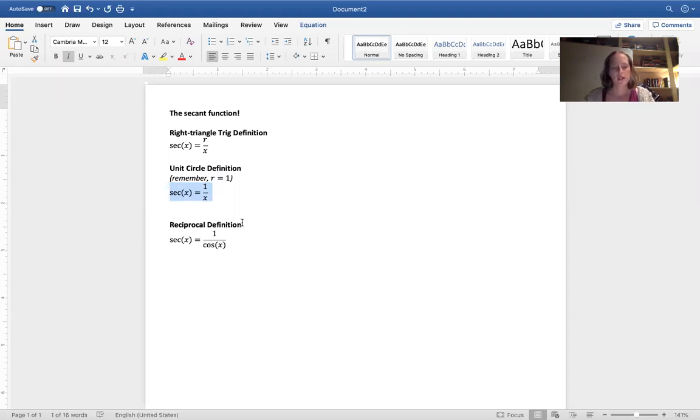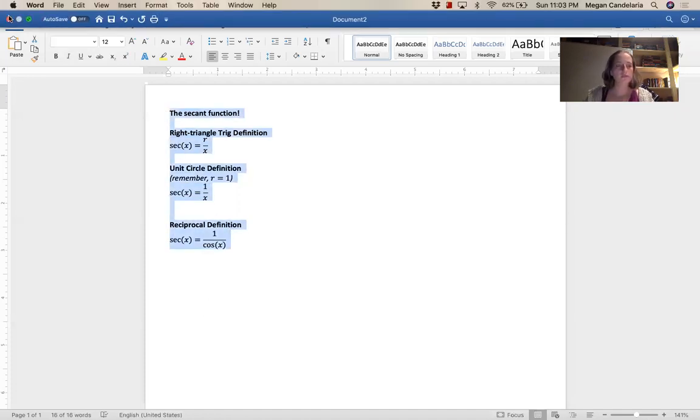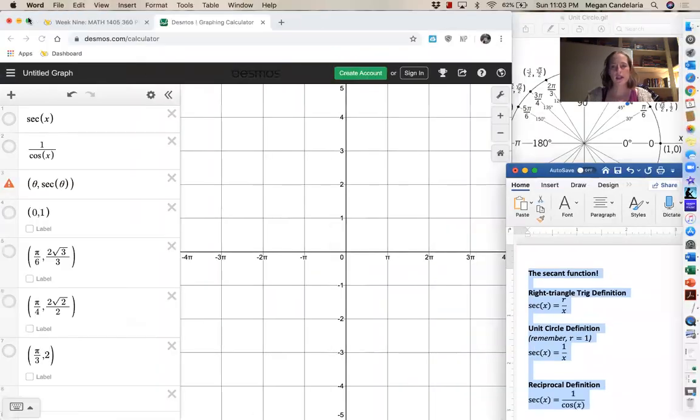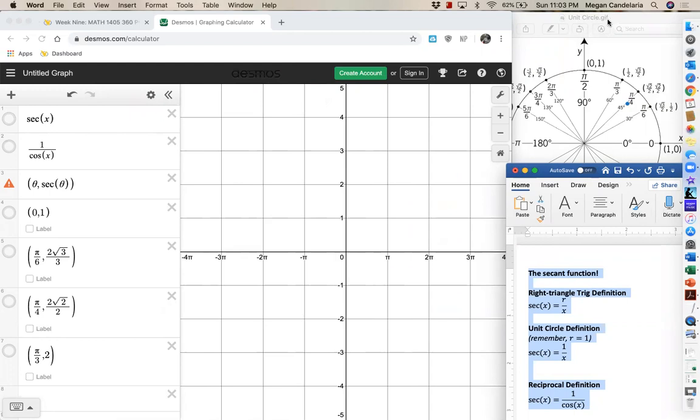And last is our reciprocal definition. So we know that cosine is x over r. Reciprocating that means switching numerator and denominator, and that would give us r over x, which is exactly our secant function. Okay, so these are the three main ways that we think of the secant function. And now let's use our good old unit circle here to see if we can start getting an idea for what the secant function looks like on a graph.